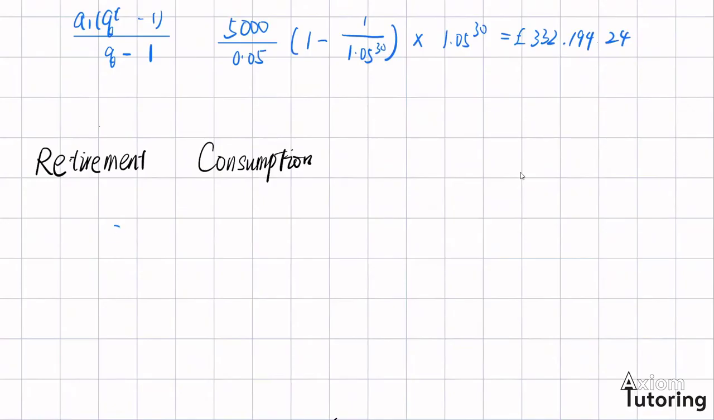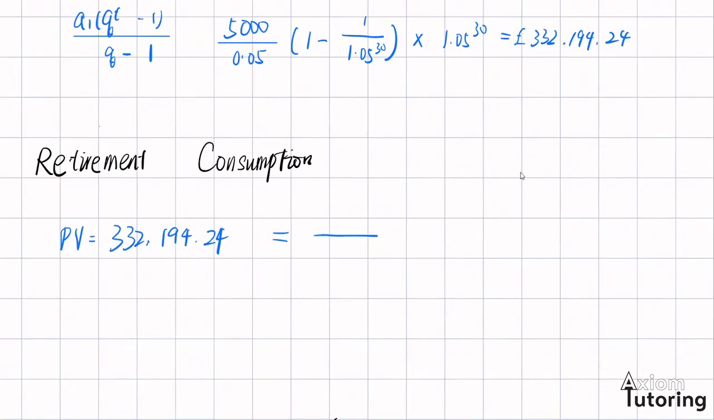So 332,194.24 is actually the present value. Now I'm going to calculate the consumption per year. So basically we're using the annuity formula in another way. We're calculating the constant payment, in this case consumption, rather than the present value itself. So we can also just plug in numbers here.